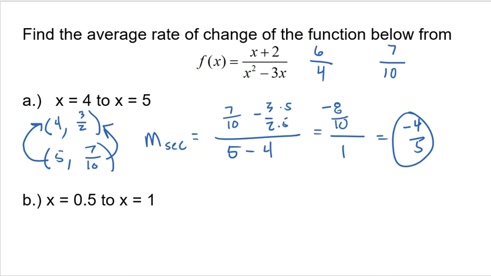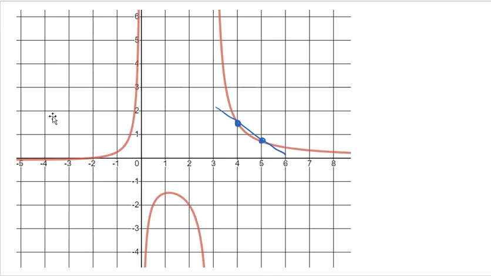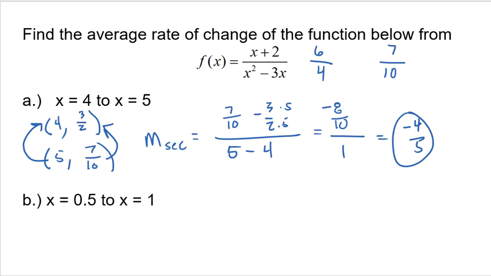All right, let's do another one here. This time we're going to look from 0.5 to 1. So 0.5 is right around here. Here's a point where x equals 0.5. And here is a point where x equals 1. And I want to find the slope. It's clearly going to be a smaller positive slope. But let's go ahead and do the work to find it. So the fractions or the decimals are going to make this a little bit tricky, but I have no fear.